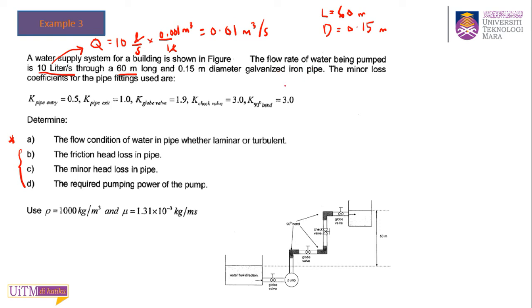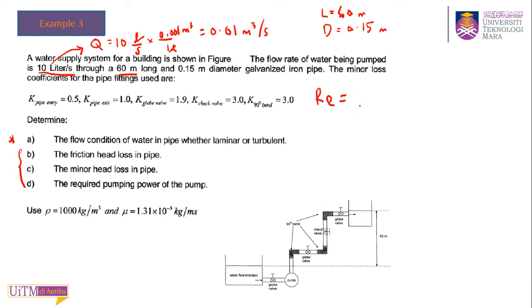The pipe is made from galvanized iron. This is very important, but we look at it in the next class. They also give you the minor losses, which we will also look at next class. So the first question that you can answer today is to determine whether the flow is laminar or turbulent. Again, just use the Reynolds number equation.